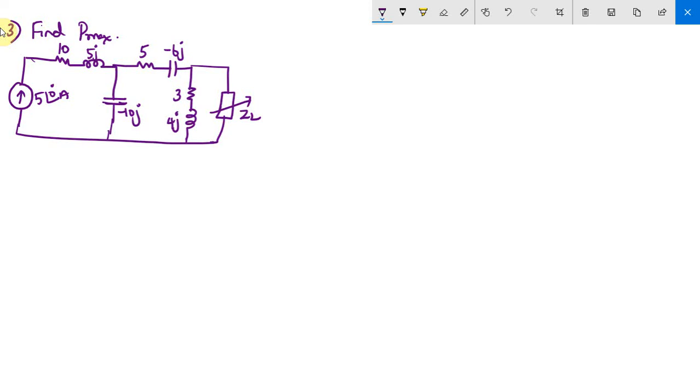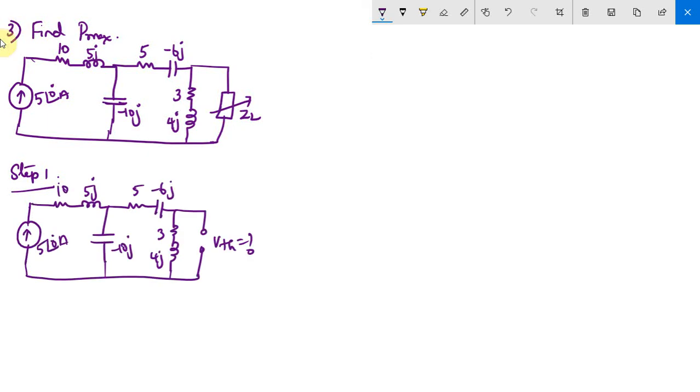So the third problem, we need to find the maximum power, and here ZL is going to be the load impedance, right? So do step 1: remove the load by open circuiting and find what is VTH. Redraw your circuit. Here the load has been removed and we need to find what is the VTH. This voltage VTH will be equal to the voltage across its parallel branch. In order to know the voltage across this parallel branch, we should know the current flowing through that branch.